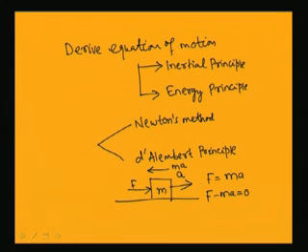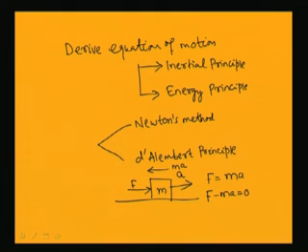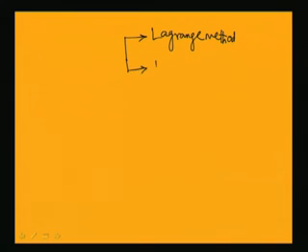So, by applying D'Alembert principle, you can convert this dynamic system to an equivalent static system, and by using Newton's method also you can derive the equation of motion. Also, you can derive this equation of motion by applying the energy principle. In case of the energy principle, you know the Lagrange method, or you also know about Hamilton's principle.